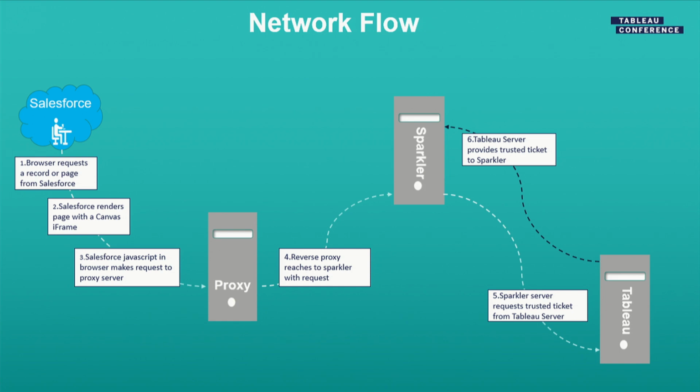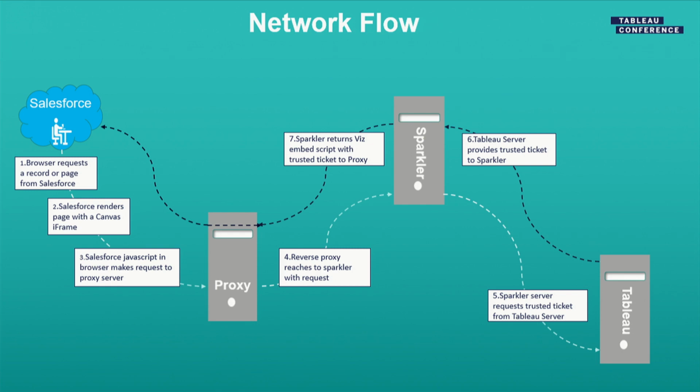Sparkler knows which dashboard is to be shown, because that dashboard name is given by Salesforce. It forms a URL with the trusted ticket in it, and then sends the information back to Salesforce. So the URL looks like your Tableau server, slash, trusted ticket. Salesforce uses that trusted ticket to talk to the Tableau server, and the Tableau server says this trusted ticket is a genuine ticket, and sends back the view. Once the communication is formed between Salesforce and Tableau, Sparkler goes out of the way. Then it's a direct interaction between Salesforce and Tableau.